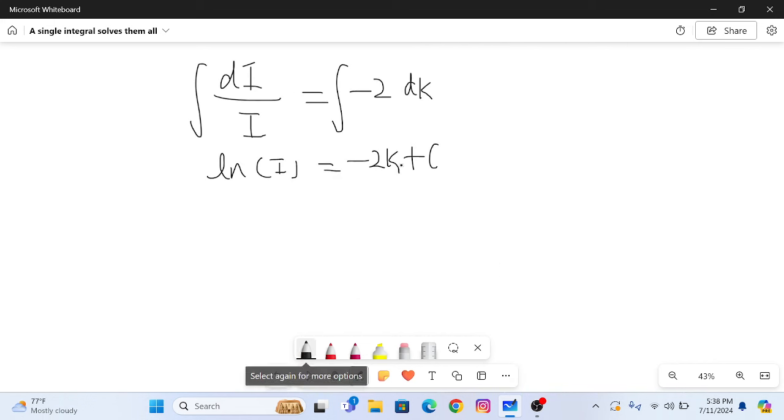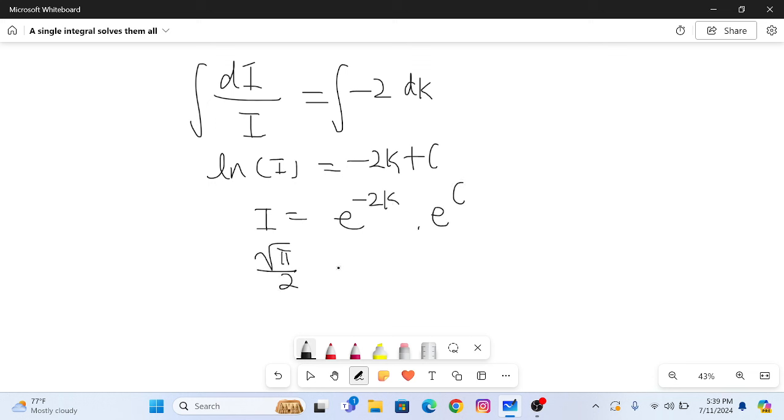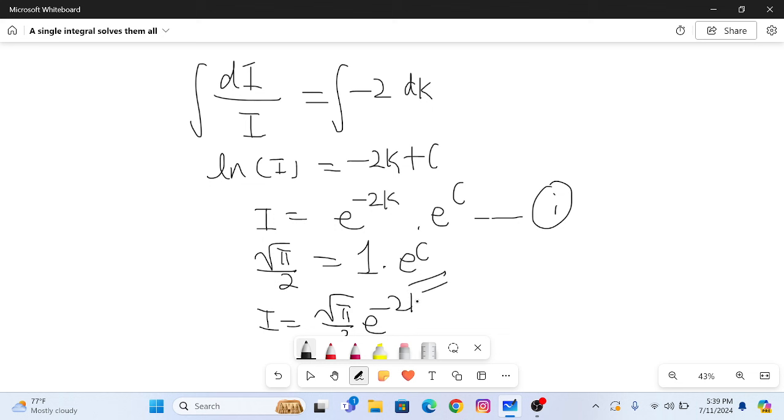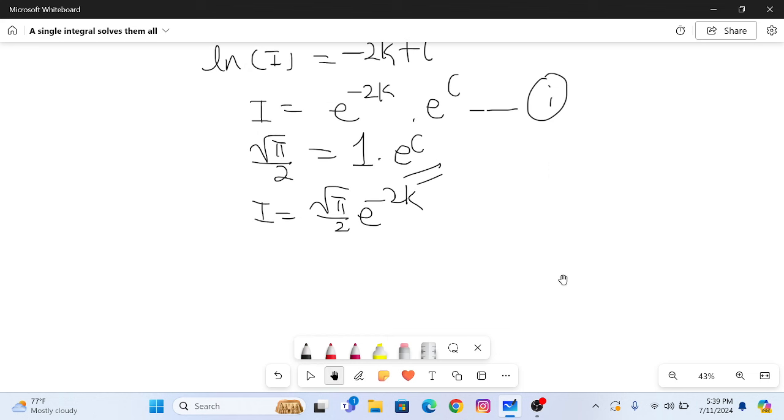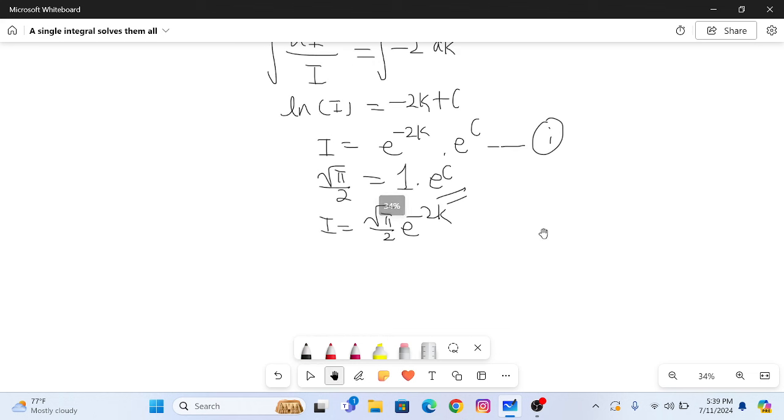Yes, so therefore I of 0 is just root pi by 2, and that's a pretty interesting result to solve this integral. So now we know that I is equal to e to the power minus 2k times e to the power c, and when k is 0, I of 0 is root pi by 2, and since k is 0, e to the power 0 will be 1, so we get the value of e to the power c. Now if we put this value of e to the power c in the solution of our differential equation, we get I as root pi by 2 times e to the power minus 2k, and this is exactly what we need.